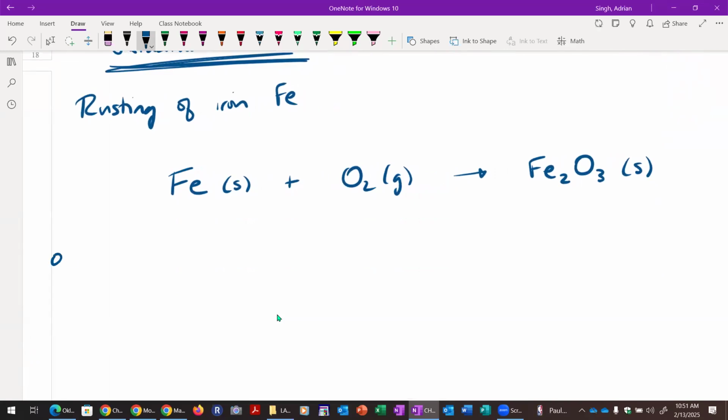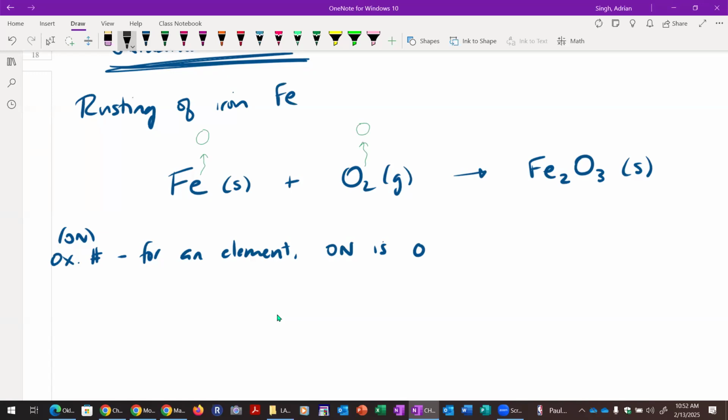So the first rule for oxidation numbers is that for an element, the oxidation number, ON, is 0. So here I have my iron. It's an element, solid iron. The oxidation number will be 0. Here I have oxygen in its elemental form. The oxidation number is going to be 0. So that's the first thing.